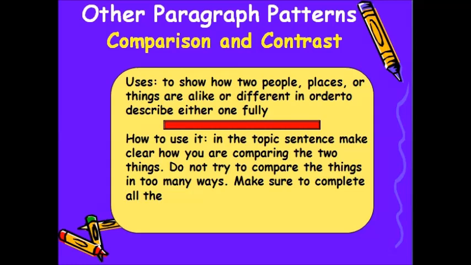The second one is contrast and comparison. It is used to show how two people, places, or things are alike and different in order to describe either one fully. It is used in the topic sentence to make clear how you are comparing the two things. Do not try to compare dissimilar things.